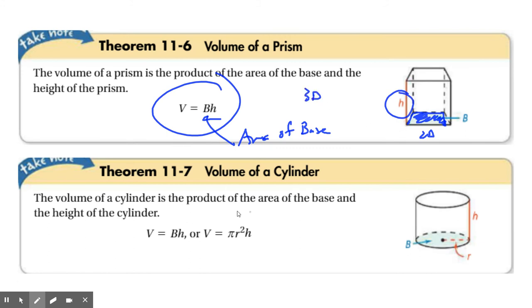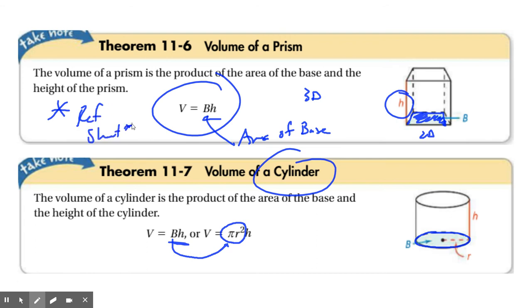Okay. Now, for a cylinder, you can use the same formula, but because the base is a circle, instead of capital B, we replace it with pi r squared, because that's the area formula for a circle. Again, you will see these on the reference sheet, the formula sheet.